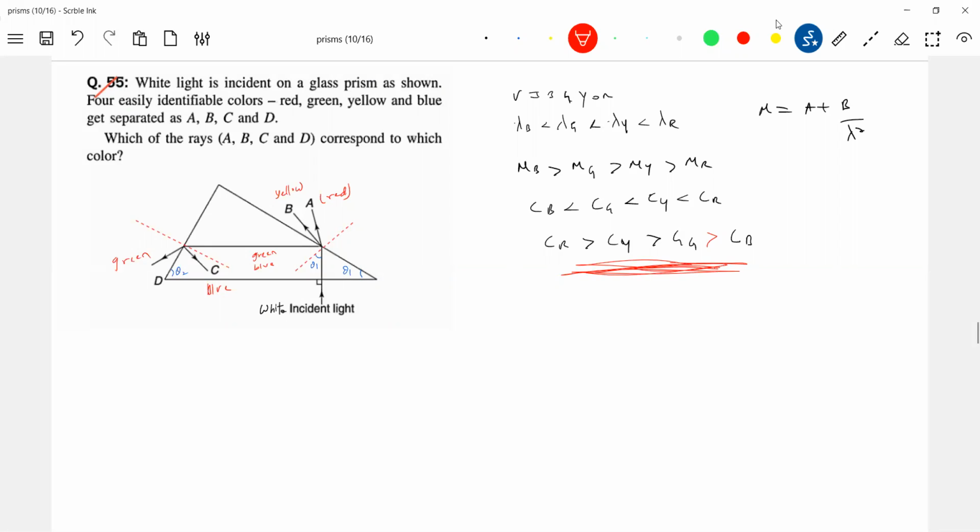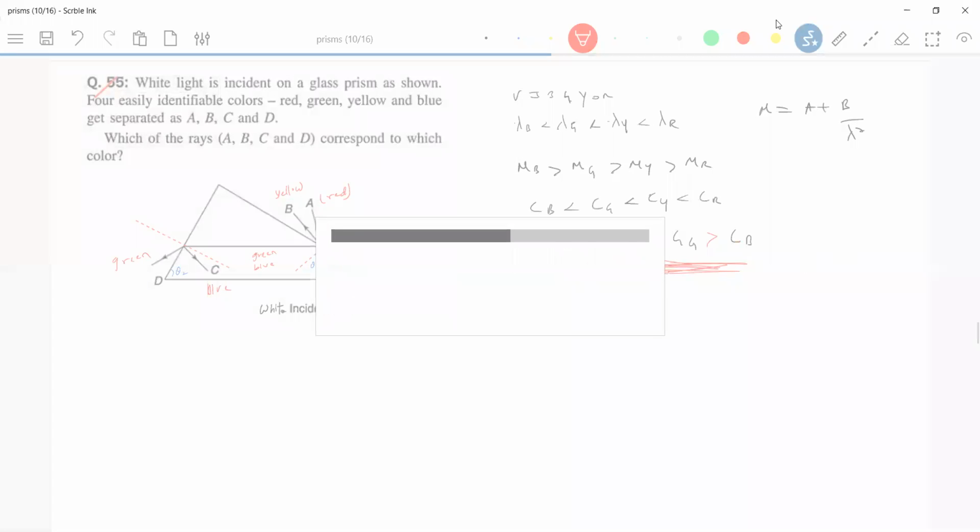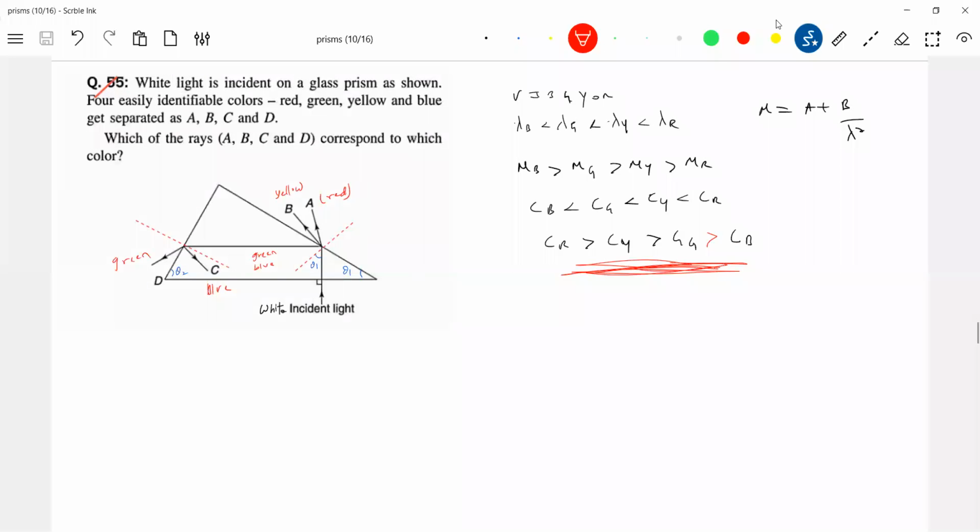But the condition is given, sir, why can't both undergo TIR? The condition is given: one will undergo TIR, the other will not. If the blue undergoes TIR, the green need not undergo TIR. So therefore, I should assume this situation. There is a very popular possibility of asking this, so just be careful.